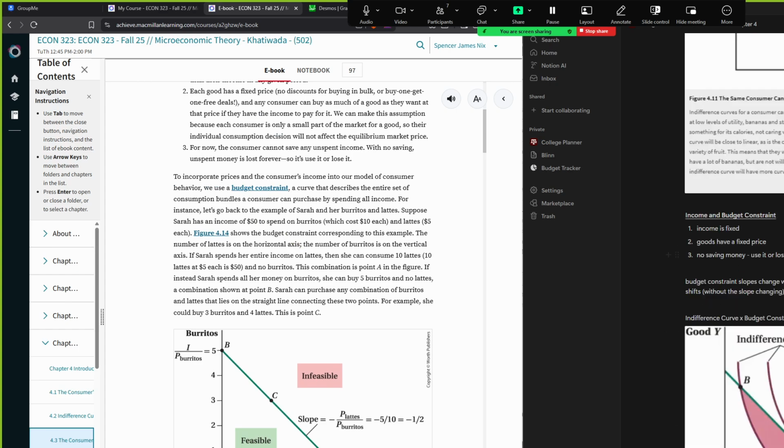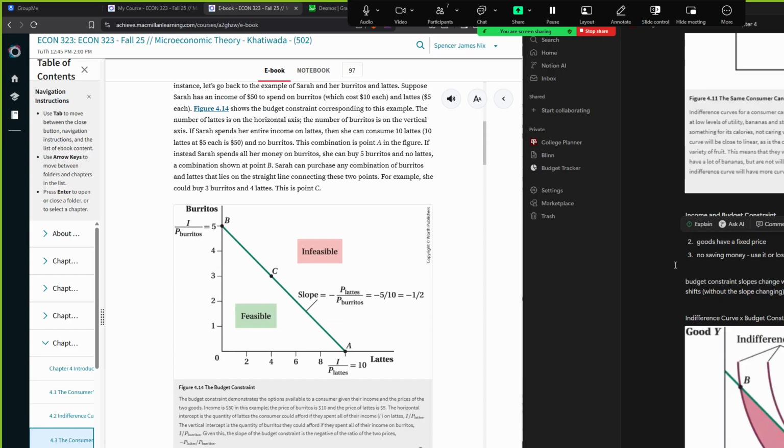You also have three more assumptions about it. So income is fixed. You can't just go get a loan and get more money. Goods have a fixed price, and you don't get any benefit from saving money. So those are the three assumptions you make with this graph.